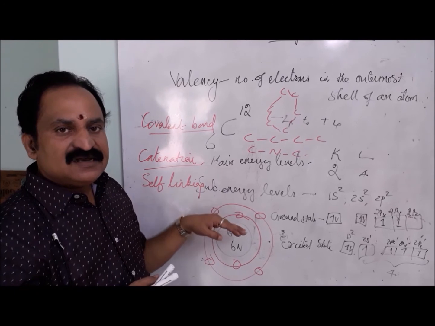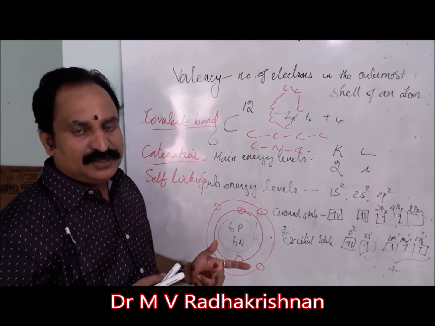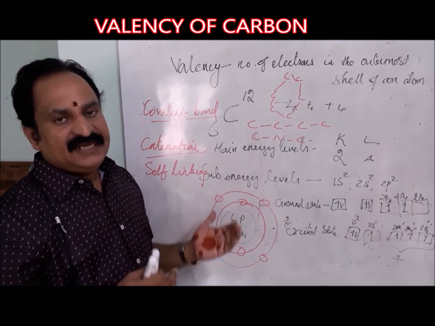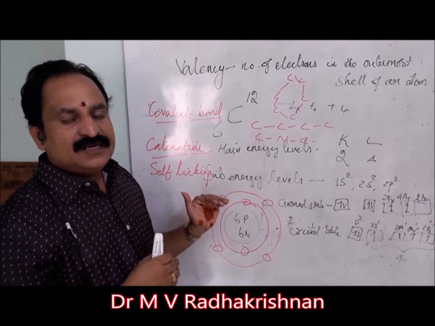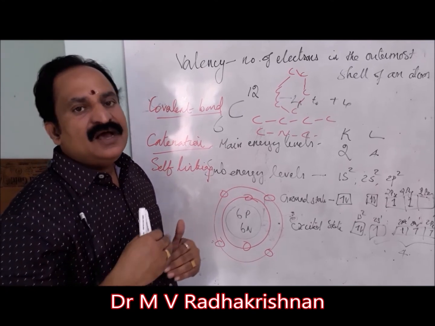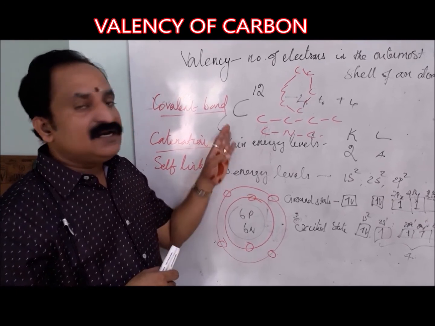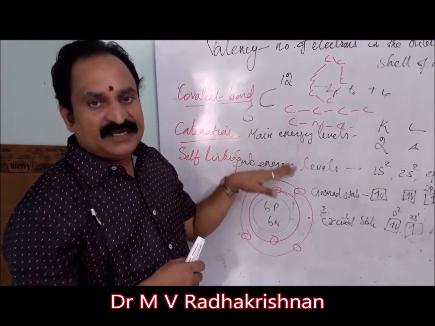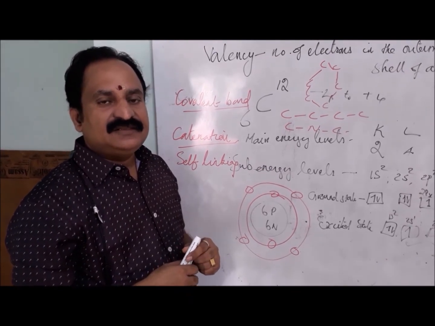In the next class we can discuss various types of bonds, that means polar and non-polar molecules, along with ionic bond, covalent bond and coordinate bond, with examples of how these molecules are formed. This is the basic topic. Only when you understand the valency of carbon can we go on to higher topics in biochemistry. I hope you could understand how to calculate the valency of carbon, and why carbon has a valency of +4, -4, or tetracovalency. Thank you. See you in the next class with another topic.